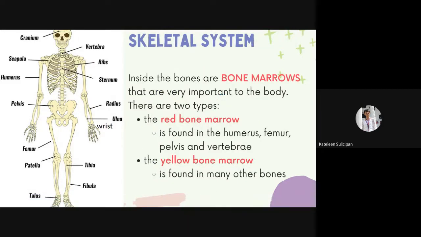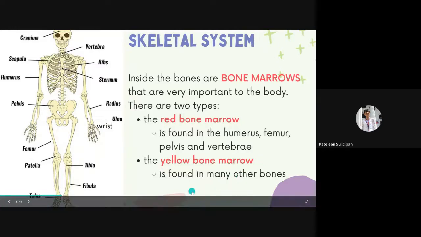So, inside the bones are bone marrows that are very important to the body. There are two types, the red bone marrow and the yellow bone marrow. The red bone marrow is found in the humerus, femur, pelvis, and vertebrae, while the yellow bone marrow is found in many other bones. So, ayun, may bone marrows daw sa inside ng bones natin, and these are very important talaga.